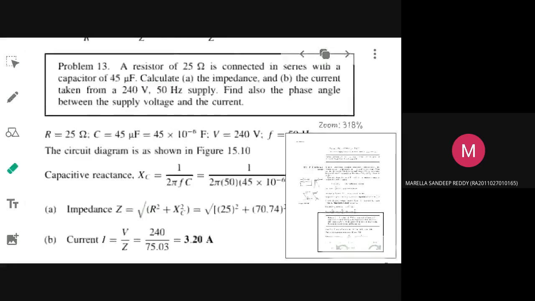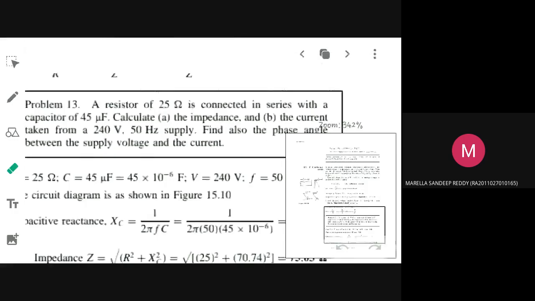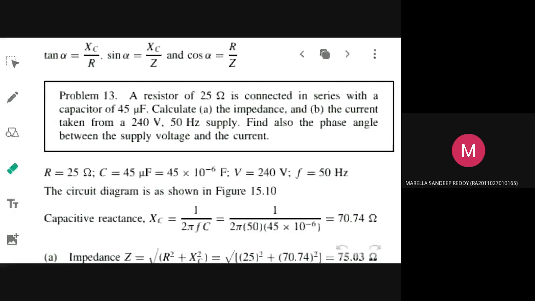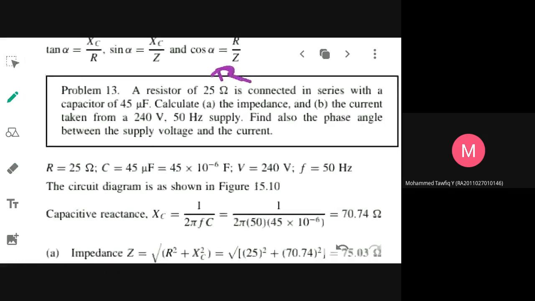Problem number 13. What is asked in the problem? A resistor of 25 ohm, R is equal to 25 ohm, in series with a capacitor of 45 microfarad. So C is equal to 45 microfarad. And they have asked you to calculate impedance Z. So what is the formula?